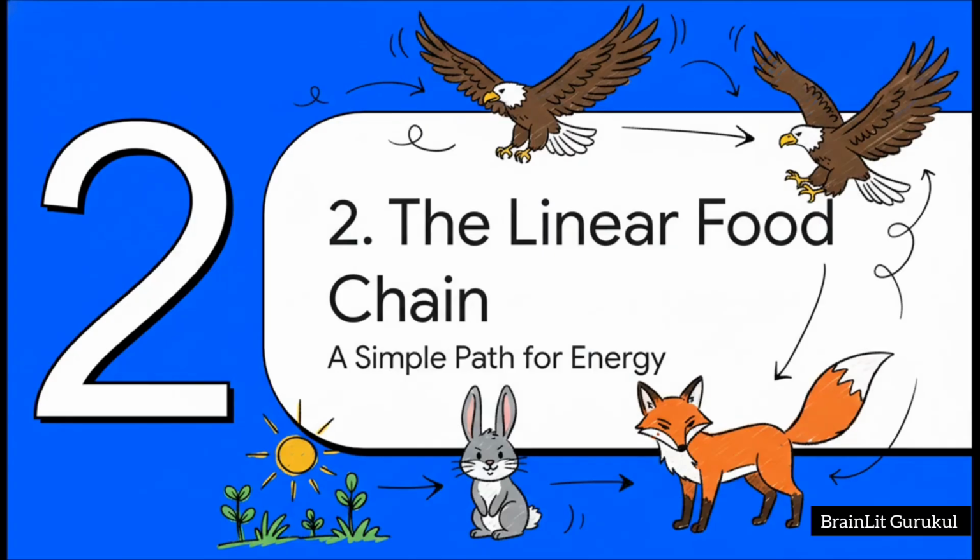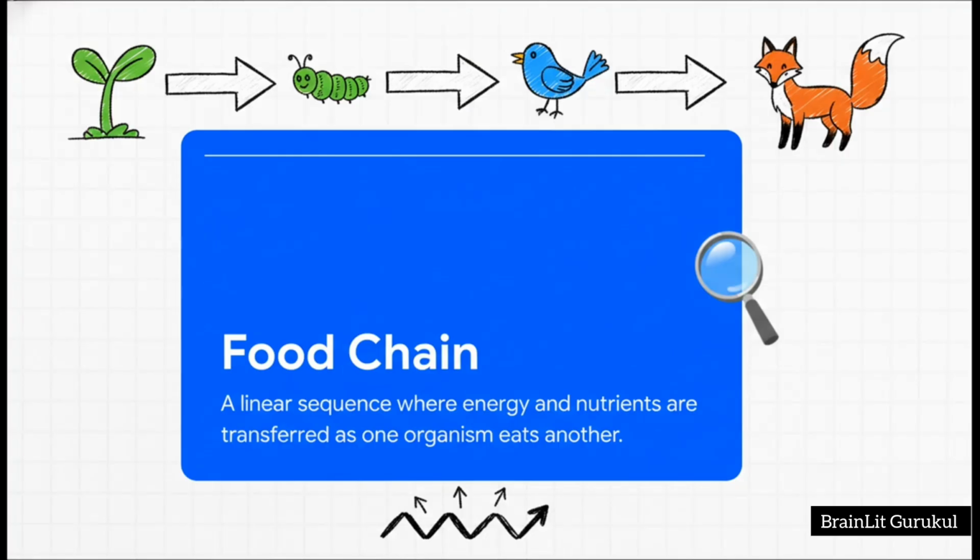Okay, so let's look at our first model. To really understand the complex stuff, you've got to master the simple stuff first. And in ecology, the simplest model for how energy flows is the food chain. So, the most important phrase to lock onto here is linear sequence. A food chain is just a straight line. It's one single pathway showing who eats whom. Think of it as the basic building block for understanding all of this.